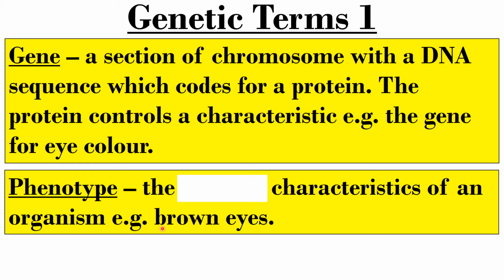So phenotype, that is the physical characteristics, and that begins with pH, which might help. Remember, the physical characteristics of an organism. So if you see someone with brown eyes, you can say that their phenotype for eye colour is brown eyes.